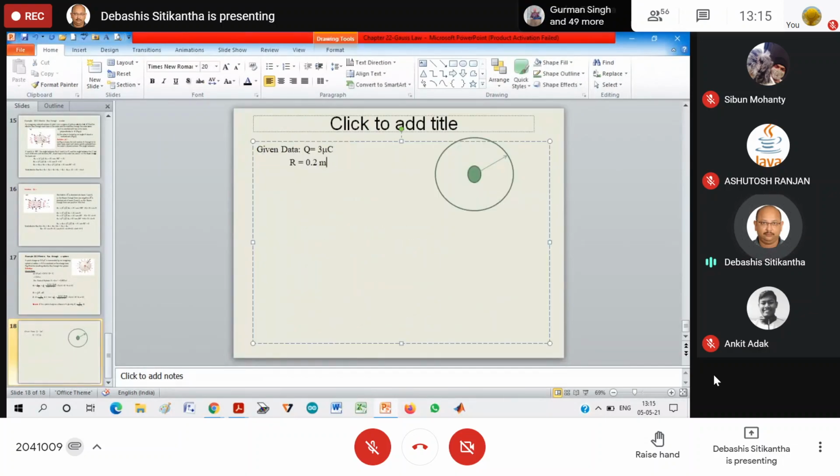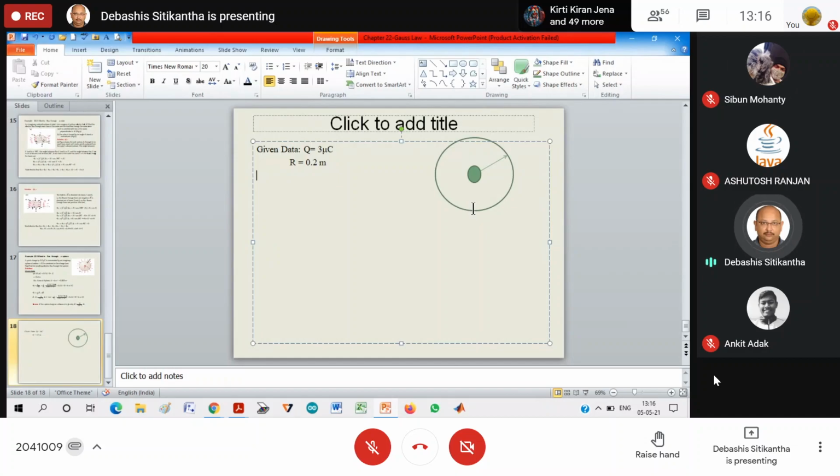Yes. Now tell me how I am going to solve it. So first you find the electric field E. Yes, we have to find the electric field at the point. Okay, as I told you, this is a Gaussian surface.